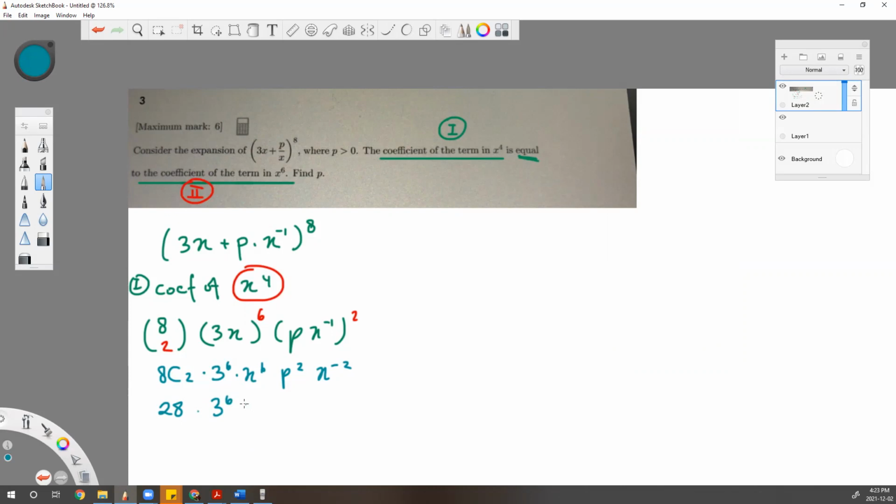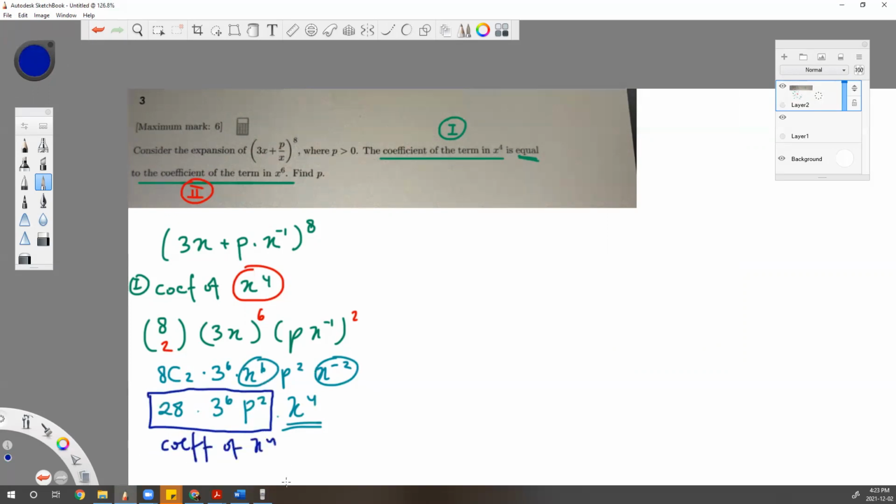p^2, and x^6 times x^(-2) is x^4. Okay, as expected, right? See? So the coefficient of x^4 is this. So for part 1, we're done.